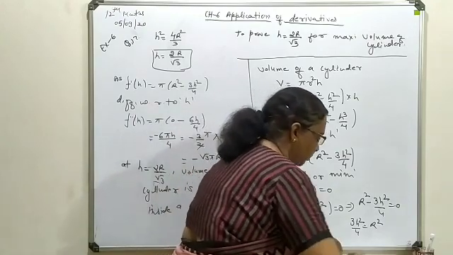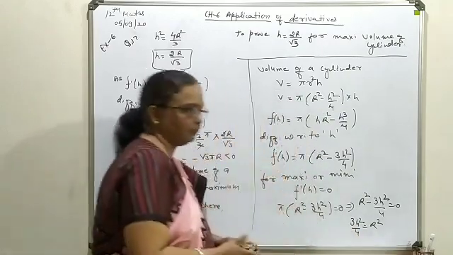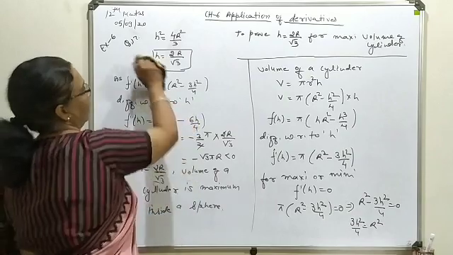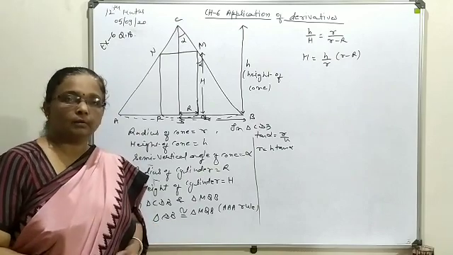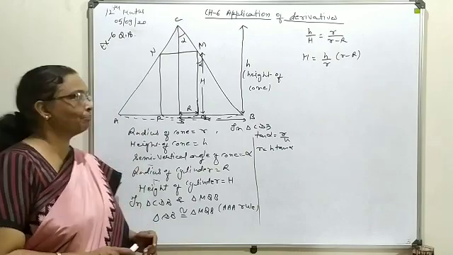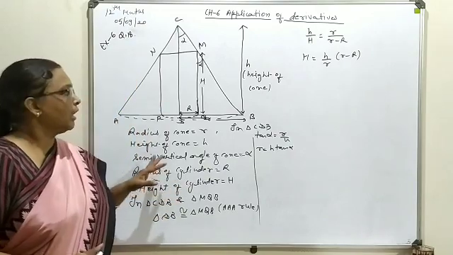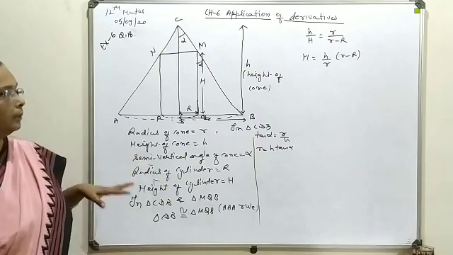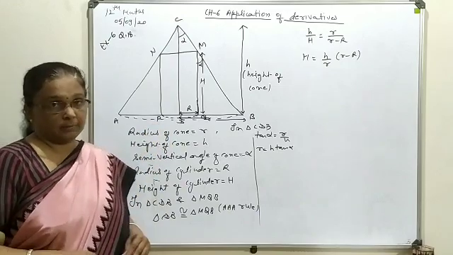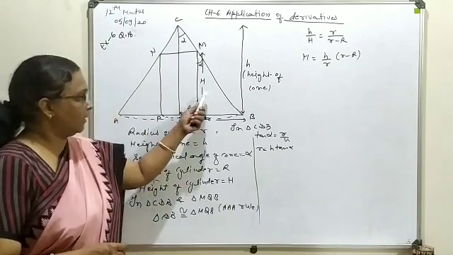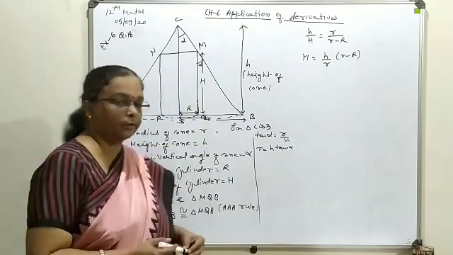Now the last and the most important question I am going to discuss, that is question number 18, in which one cone is available and inside the cone a cylinder is described. Here the relation between the height of the cone and the height of the cylinder is to be established as small h is equal to capital H by 3. That is to be proved, and two more things are to be proved over here.